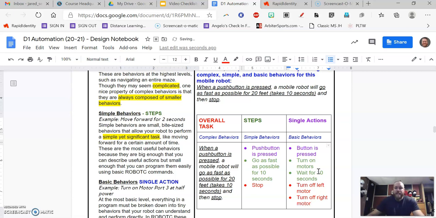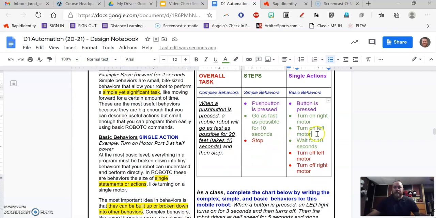And I did make a mistake up here, because if I turn both motors on, that's actually 2 different things. So I'm going to say I'm going to turn on the right motor, and then I'm going to hit enter, and now say turn on the left motor. Because remember, in our robot, we have a motor controlling the left side and a motor controlling the right side. So go ahead and type in these basic behaviors.